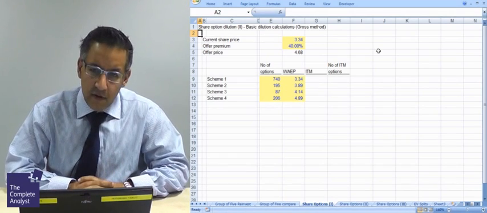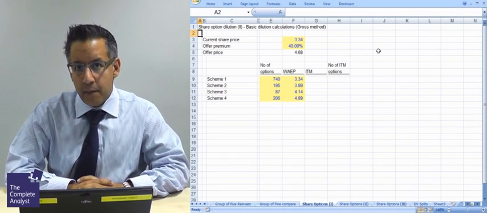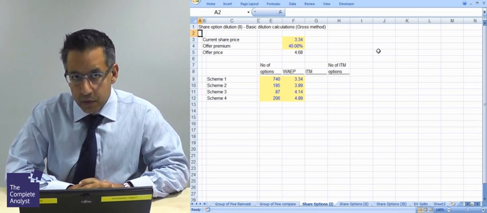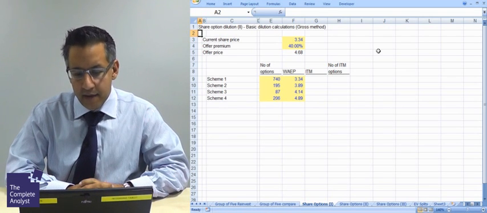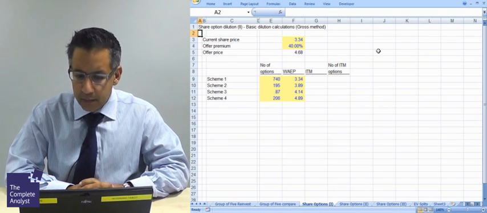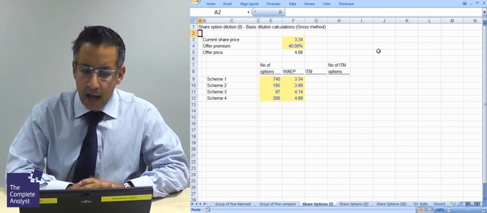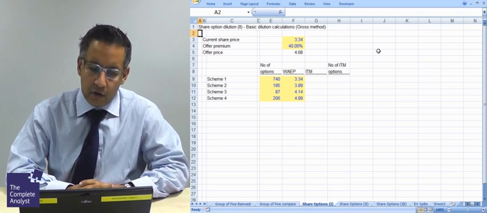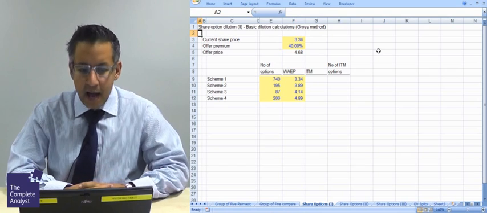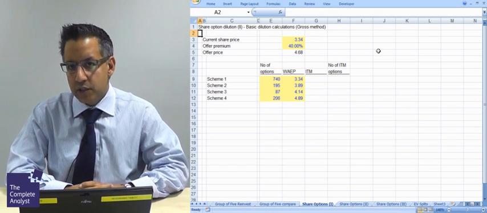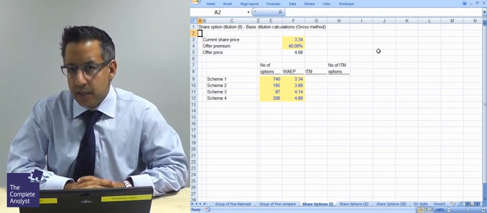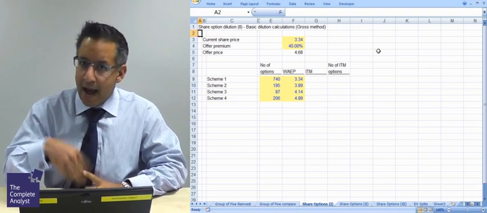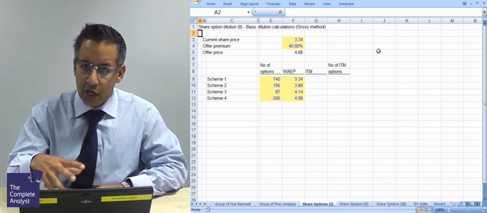In this example, we've got 4 share option schemes. We have the number of outstanding options in column E. We have the weighted average exercise prices set out in the following column. And then we've got a bit of information about the current share price, the offer premium, and the offer price of $4.68. So we're working on the assumption that this is an M&A situation, and we're going to work out the dilution on these share options.